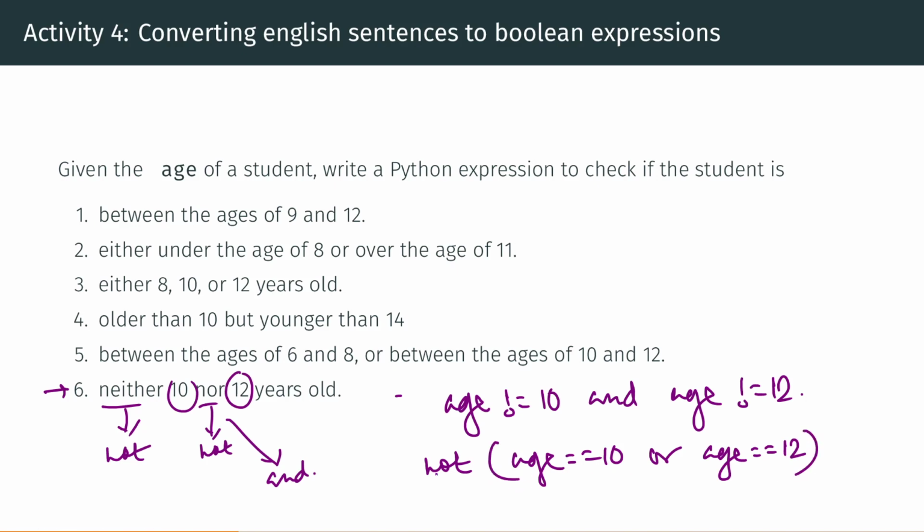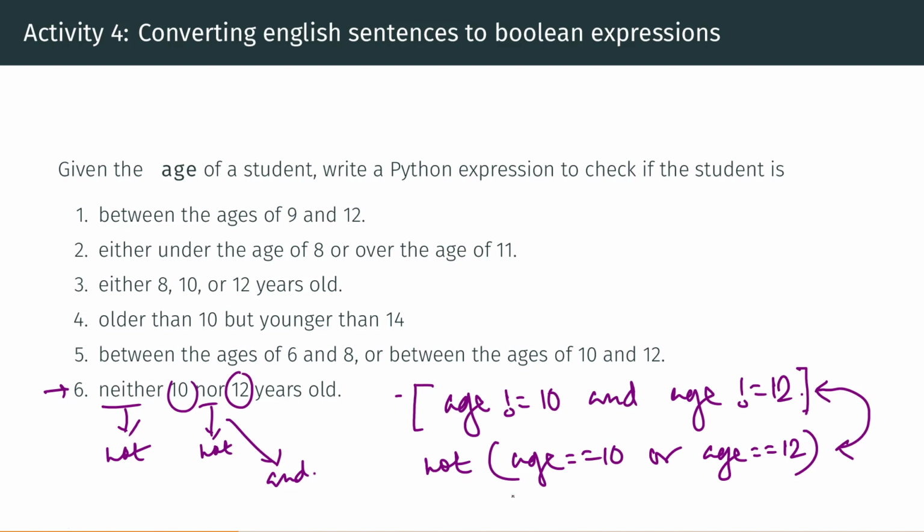So this is just another way of writing this. These are equivalent, these are the same thing. Think about why these are the same. Age is not equal to 10 and age is not equal to 12. Both of these conditions have to be satisfied in order for this to be true. So the age cannot be equal to 10 and the age cannot be equal to 12.